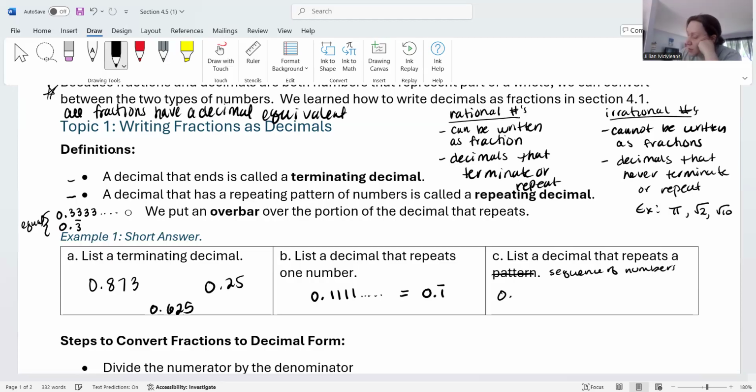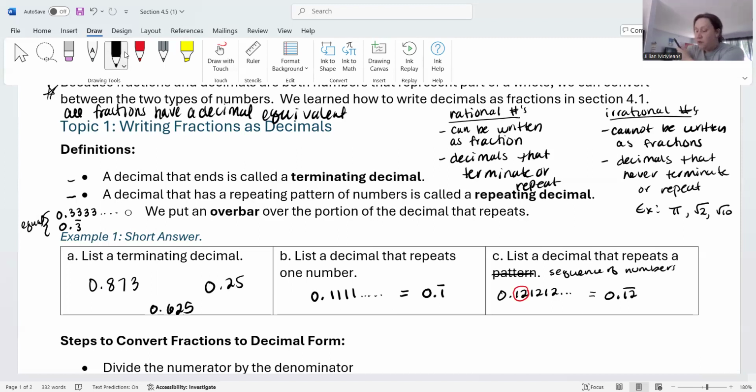So I could have something like 0.12, 1, 2, 1, 2. Well, instead of writing it 1, 2, 1, 2, 1, 2 with a dot, dot, dot, we would say, what's the smallest portion that repeats? Well, I can see that it's a 1, 2 that's repeating. So I would write this as 0.12 with a bar over the 1 and the 2. That indicates 0.12 and the 1, 2 keeps repeating.